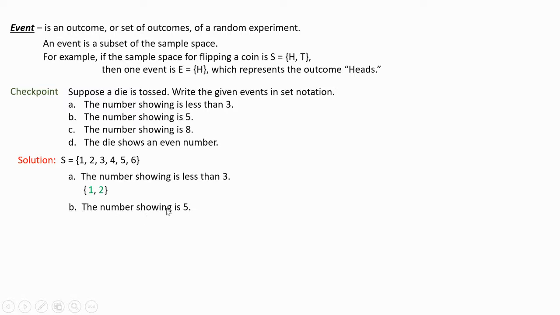For B, the number showing is 5, so the answer will just be 5. For C, the number showing is 8. Can it be an 8? No, so it's going to be the empty set. D: The die shows an even number. So how many are even? 2, 4, 6. So it's going to be 2, 4, 6.